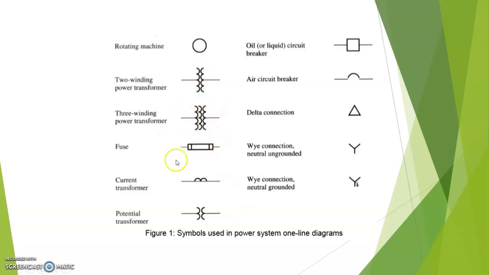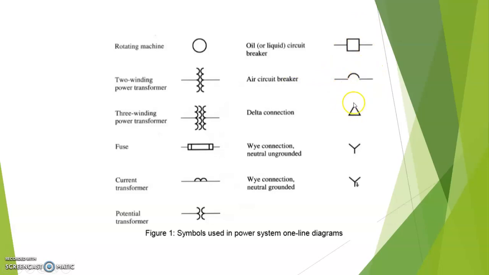This symbol represents the fuse. This symbol represents your current transformer. This symbol represents your potential transformer or voltage transformer. This is your oil circuit breaker or liquid circuit breaker. And if you have an air circuit breaker, you can represent it by this symbol.